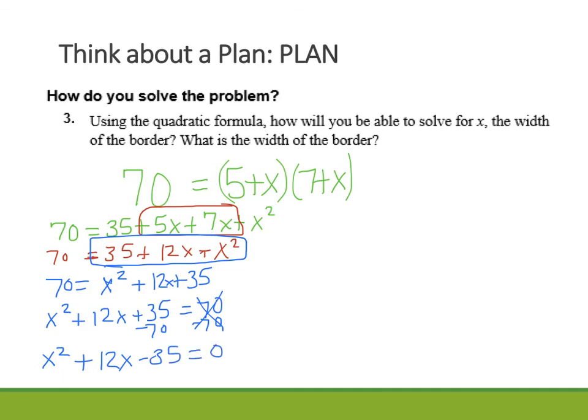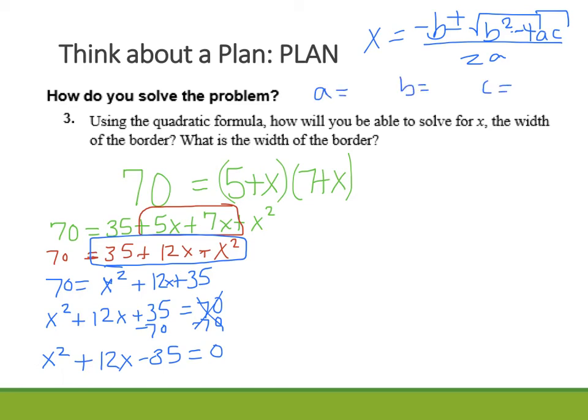Okay, now remember you're using the quadratic formula. The quadratic formula is x equals negative b plus or minus the square root of b squared minus 4ac, all over 2a. So let's designate our values of a, b, and c to put into the formula. So a is 1, b is 12, c is negative 35.